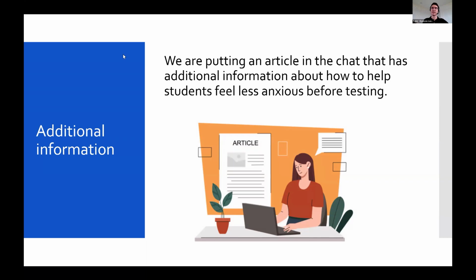And we're going to put an article actually in the chat that has some additional information about standardized testing and anxiety, and you might find that helpful. It's from an organization called Understood.